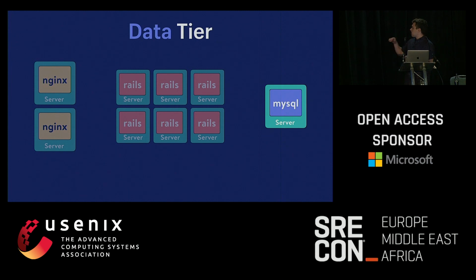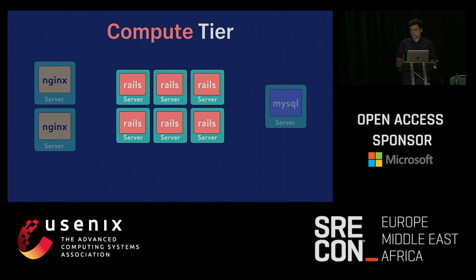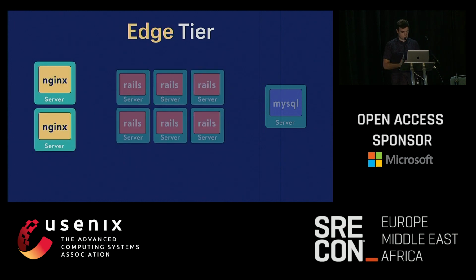The MySQL and the data layer there, I like to think of it as the data tier. That's where we have all of the data we need to render the response. Then we have the compute tier. Here is where all the application's code will get executed, and this is where we typically have the business product. And then finally, we have the edge tier.